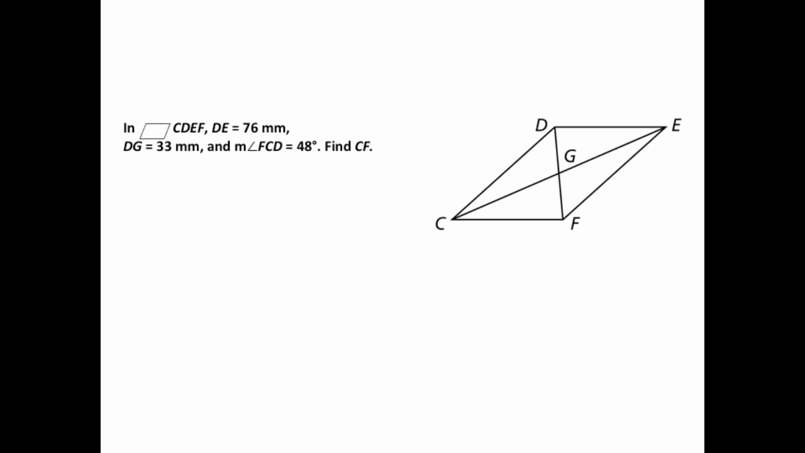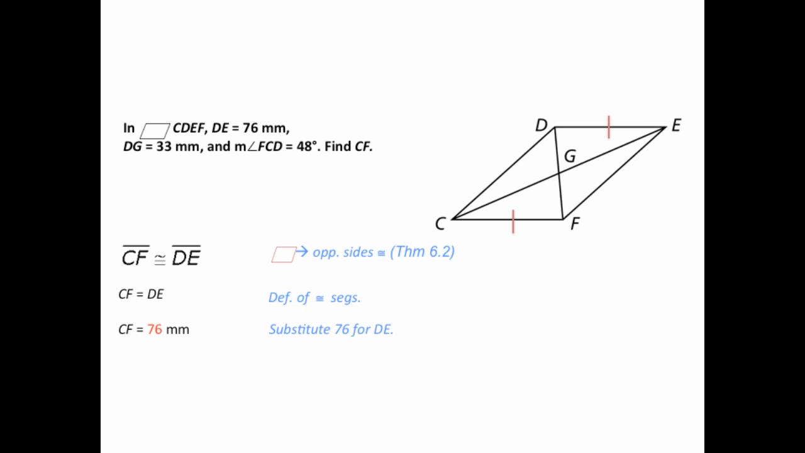So using our rules, what we should first notice is that CF should be congruent to DE. That is by our theorem 6.2, which says that parallelograms imply that opposite sides are congruent. So using the definition of congruent segments, CF and DE have to be equal in length. And since we already know that DE is 76 millimeters, we would plug that in for DE, and that would tell us that CF is equal to 76 millimeters through our substitution property.